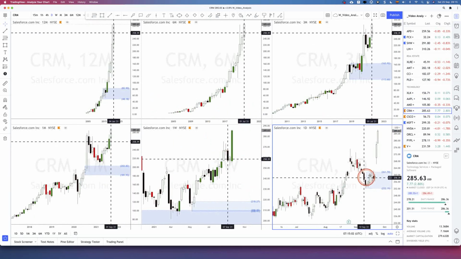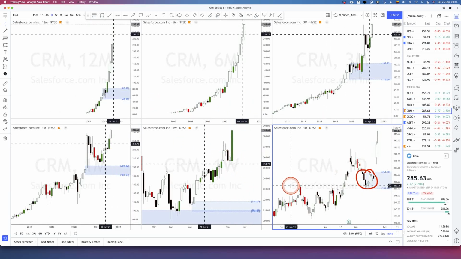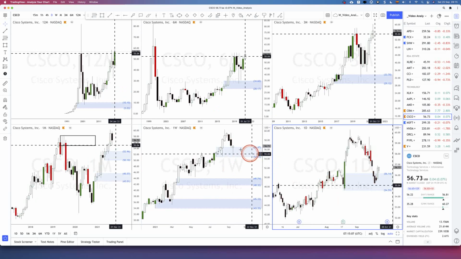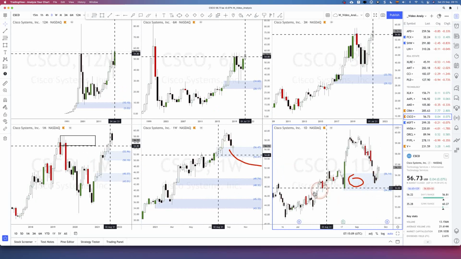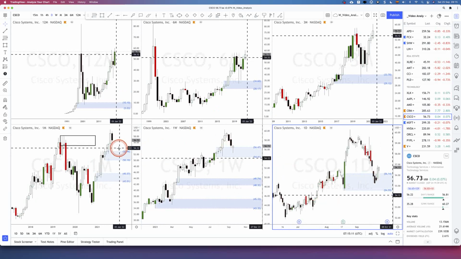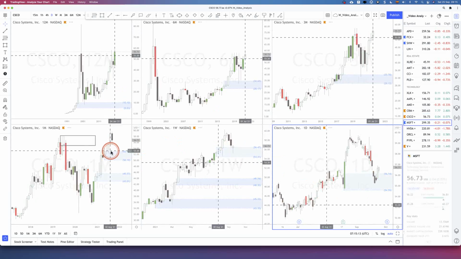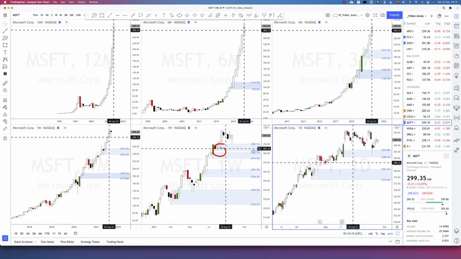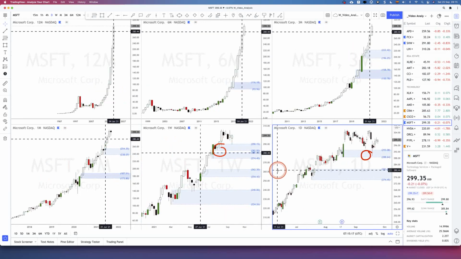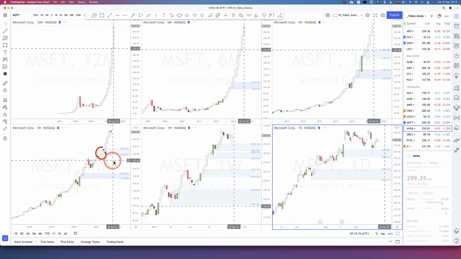CRM, breaking all-time highs, new area of demand on the daily. Cisco, weekly and daily demand levels are in control, trying to play out, long bias or lower at the monthly. Microsoft, area of demand on the weekly and the daily, trying to play out, long bias, monthly demand there.